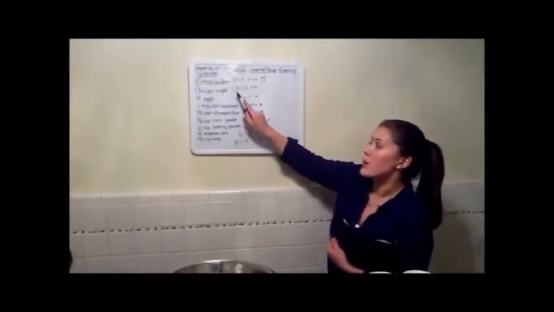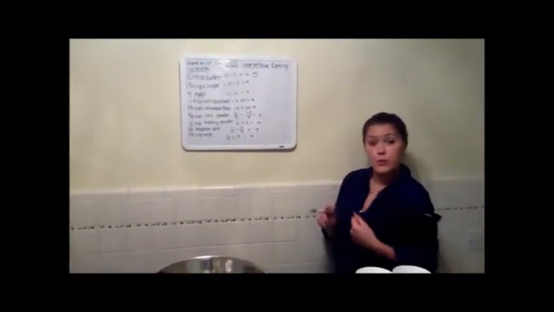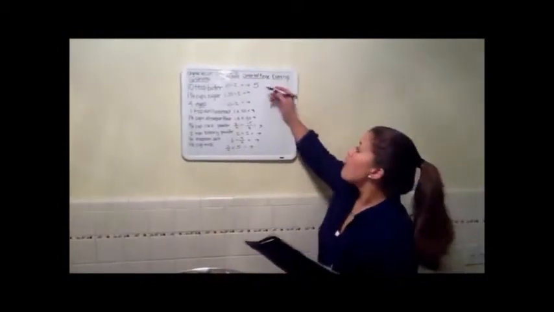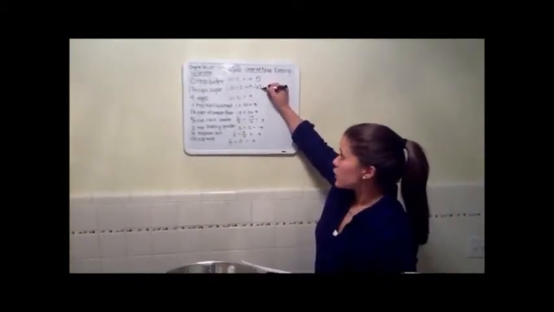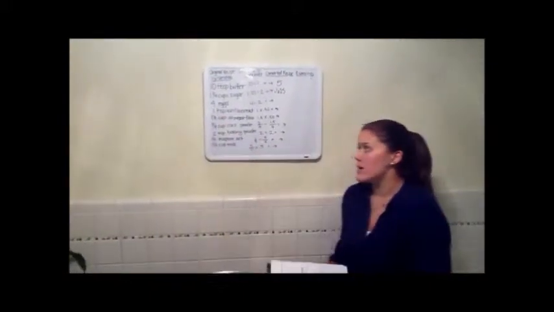So we're going to convert 1.25 divided by 2 to get our new number. And what does that give us? 0.625. Great. Now, we're going to move on to eggs.